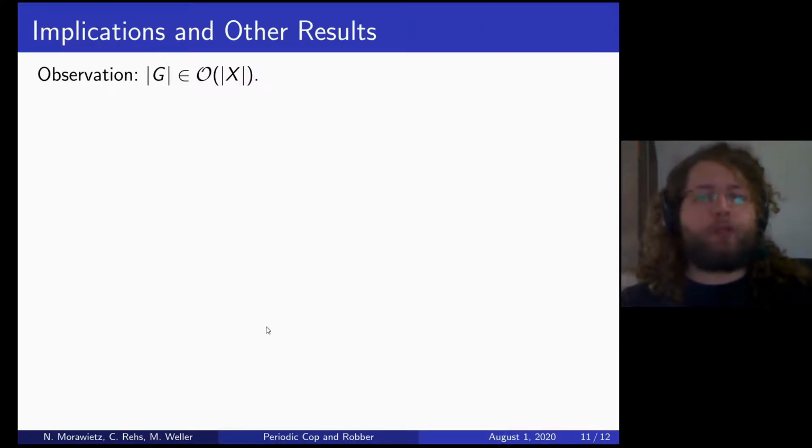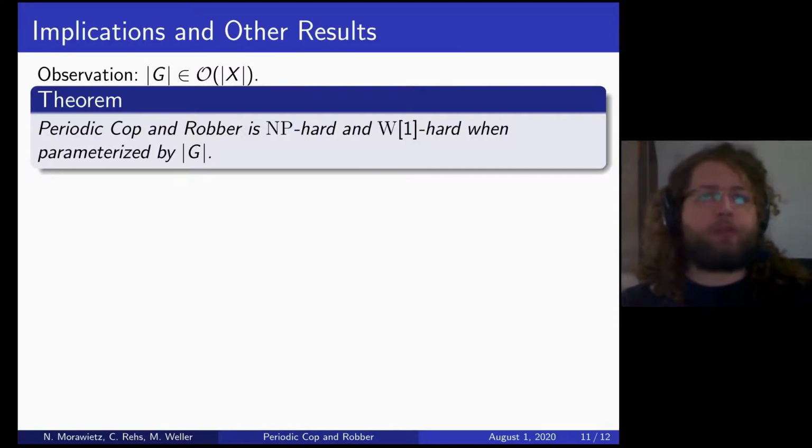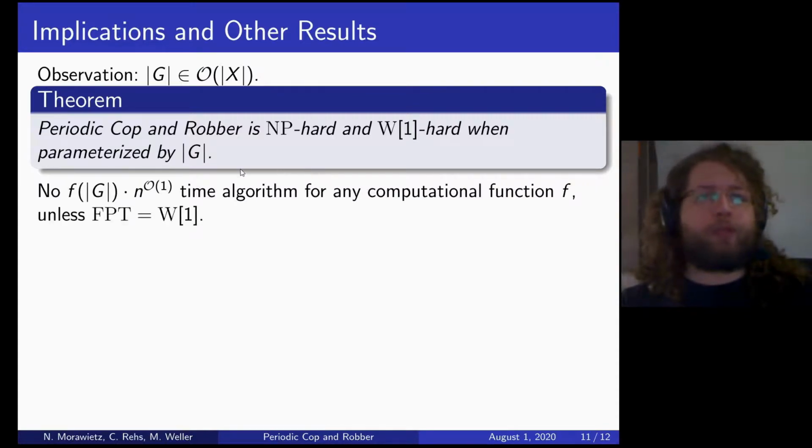So if we take a closer look at the reduction, we can see that the size of the graph is in O of the size of X. So we not only obtain NP hardness, but also W1 hardness when parameterized by the size of the underlying graph. So for the periodic robber game, there's little hope to obtain an FPT algorithm for the parameter size of G.